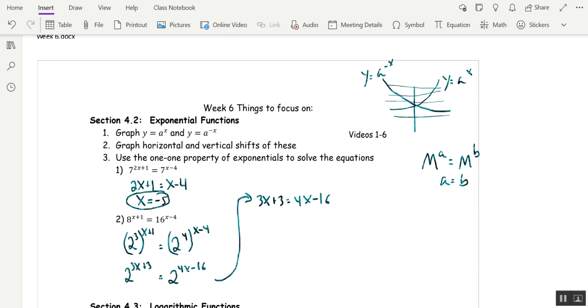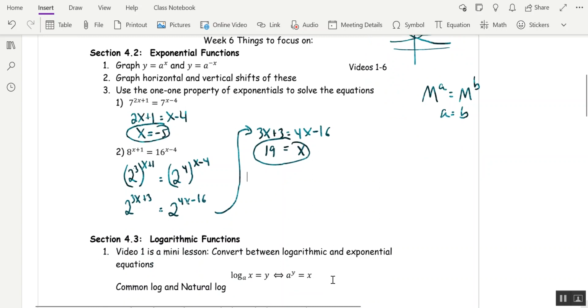So I'm going to bring my x's over here, subtract x from both sides. So I have x on this side, add 16 to both sides, and I get x is 19. And there we go. So the homework problems in there aren't any more difficult than doing that.